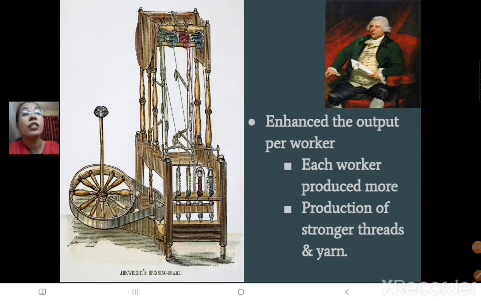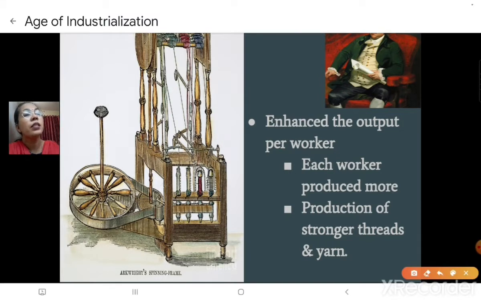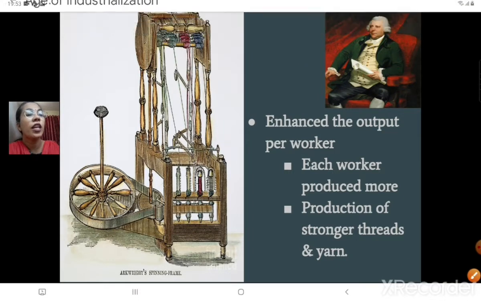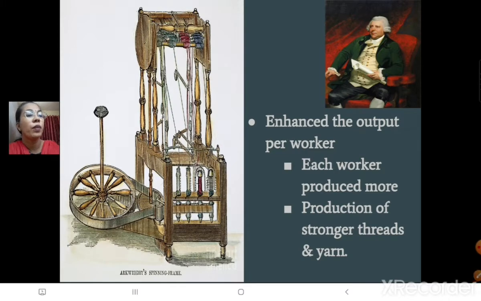Therefore, they enhanced the output per worker, enabling every worker to produce more, and also made possible the production of stronger thread and yarn. Now, this is Richard Arkwright, and this one is the cotton mill that was created by Richard Arkwright. Clear? And such kinds of machines were invented by these people.